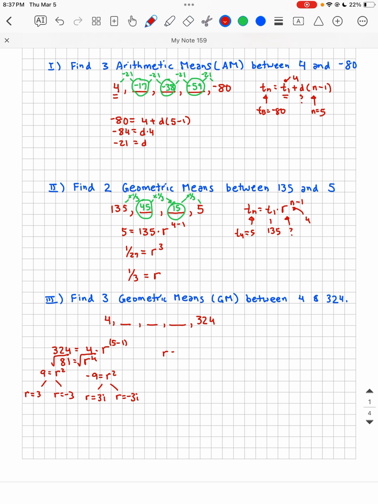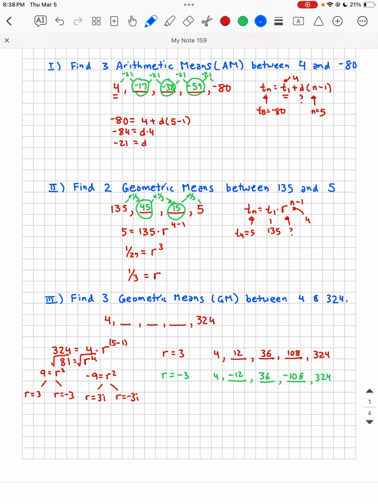In the first case, when r is equal to 3, that's not too bad. It's going to be 4, multiply by 3, that's 12. Multiply by 3, that's 36. Multiply by 3, that's 108. And multiply by 3, that's your 324. Now, when r is equal to -3, that's not too bad because you're just going to take what you have and alternate the signs. So 4, -12, 36, then -108, and then positive 324.